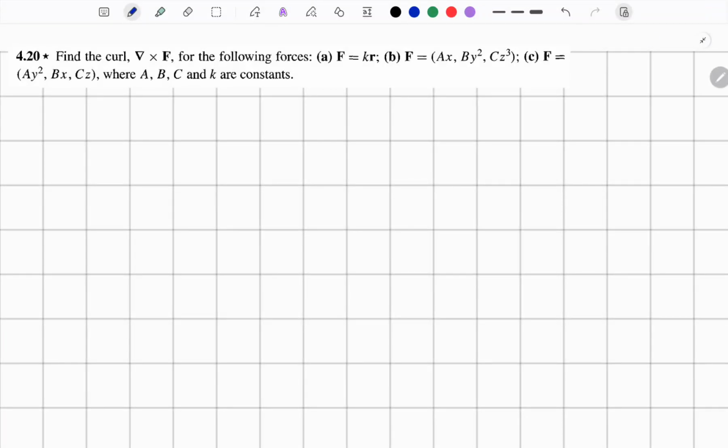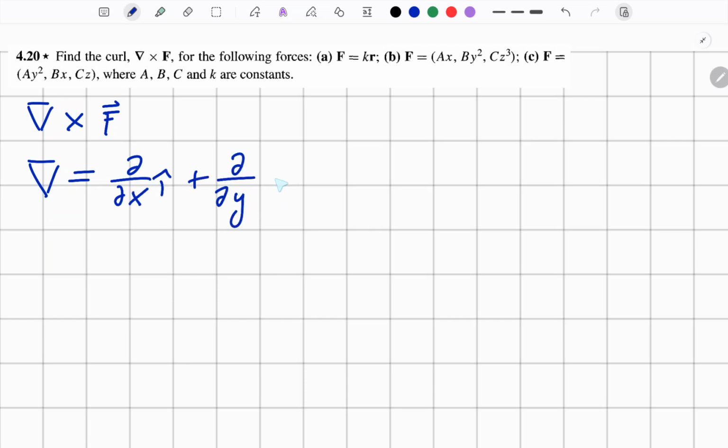Going to work through problem 4.20 from chapter 4 of Taylor's Classical Mechanics. This is a problem on taking the curl of a force, and that is a force vector that we're going to take the curl of. So the curl is this del or nabla operator crossed with your force vector. And we know that this operator looks something like this.